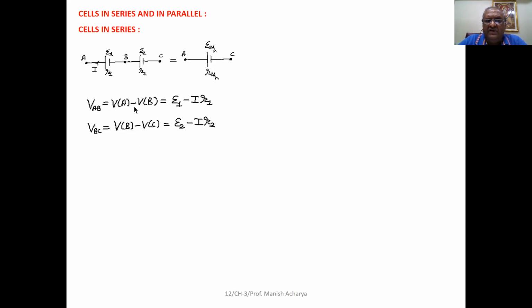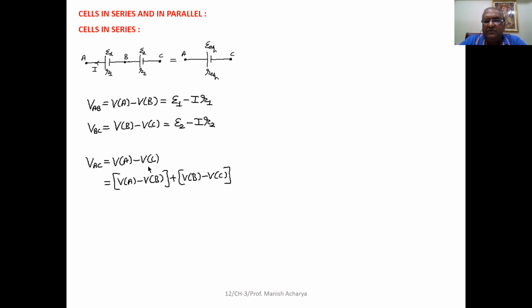VAB, that is equal to VA minus VB, we can write as E1 minus IR1, because here the current I is flowing through the cells. And the potential difference across BC, we can write VBC equal to VB minus VC, that is equal to E2 minus IR2. So the resultant potential difference across AC, we can write VAC, that is VA minus VC.